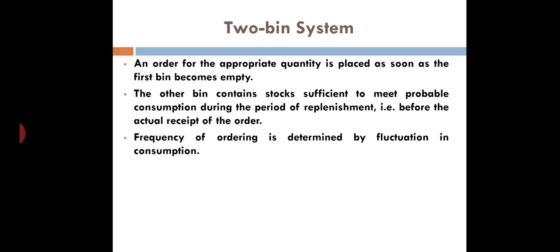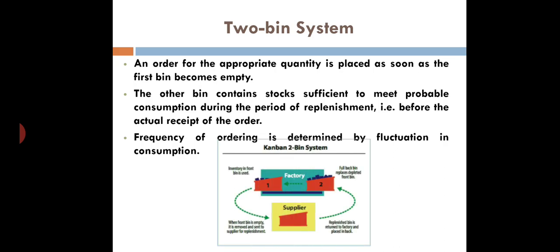So whether you are having a lead time or not, you can consume from the second bin. So that will always ensure no understocking happens. Means the second bin will be serving as a safety stock. A part of the second bin will be serving as a safety stock to avoid any understocking. So that is the best way to explain the 2-bin system.